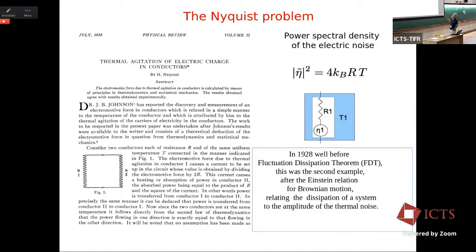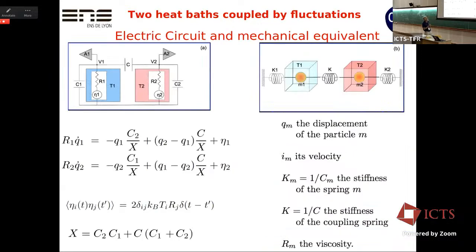The spectral density of the thermal noise fluctuations, the voltage fluctuations at the extremes of the conductor, is 4 times k_B times the resistance times T, okay? And so the idea was the following. What is happening if I take two conductors and I connect them and I put the two conductors at different temperatures, okay?